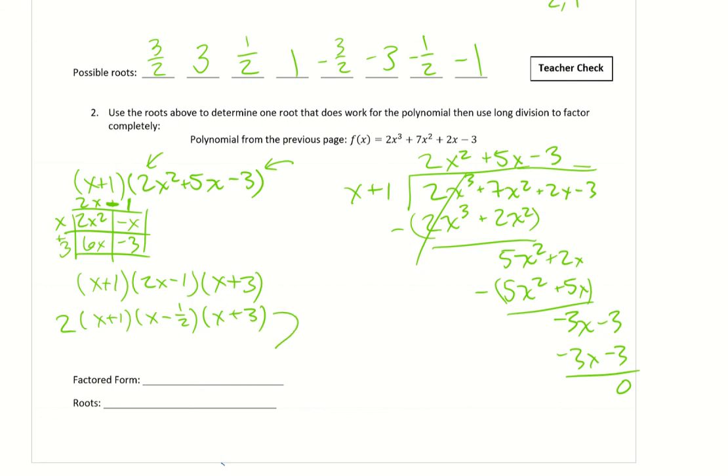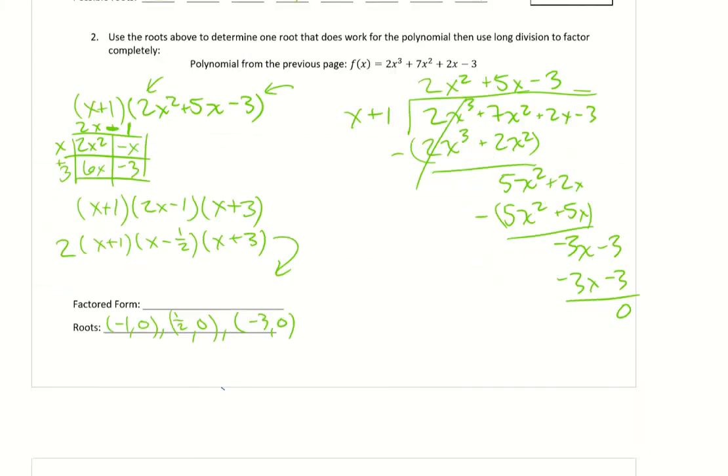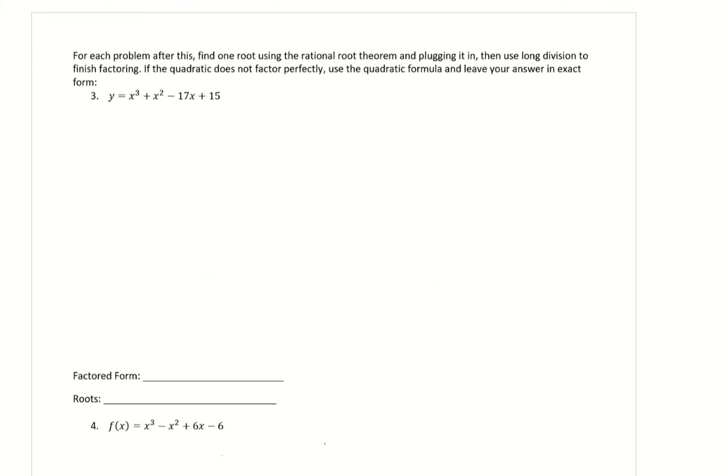So this is the factored form, either one of these, and then the roots would be x. I'm just going to put them as points. So I'm going to put negative 1, 0, 1 half, 0, and negative 3, 0. And so that's how you do those. I'm just going to put the answers for the rest of them because it's the same process.